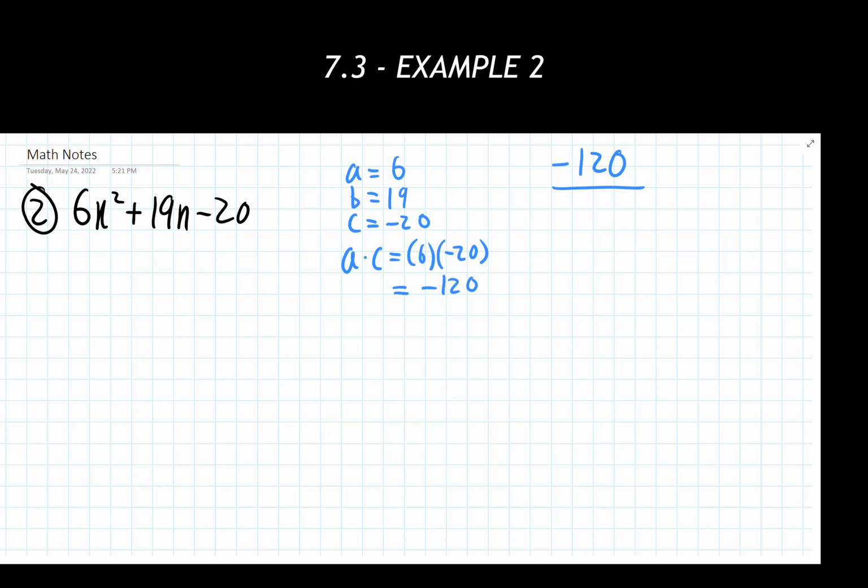So again, we're going to start with 1 times 120. We're then just counting up from there. We're going 2 times, I believe it's 60. Oops, let's make that a better 6. There we go. And then 3 times 40, and so on. We're going to list the rest of those out.